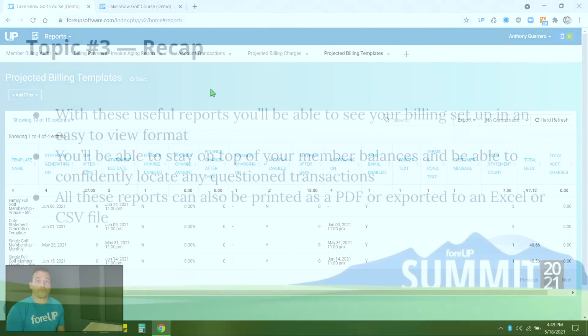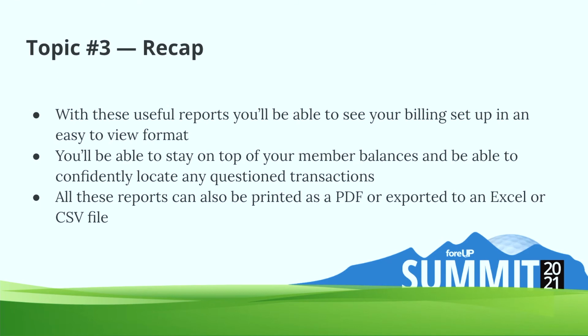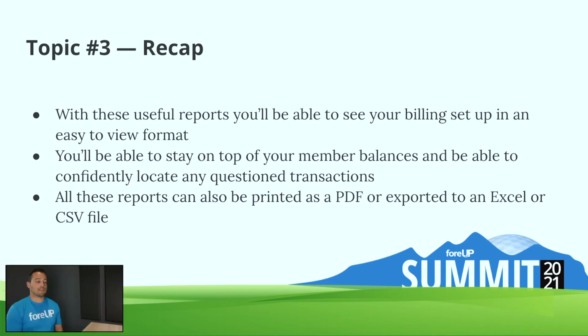So to recap the billing reports, you'll be able to see lots of good information, from making sure that all of your members are set up on the correct templates and passes, and then going to the invoice aging report to make sure that nobody falls behind and you're on top of all of those member balances. You don't want anybody to stack up or get lost in the weeds. So it's a great place to see all of those.